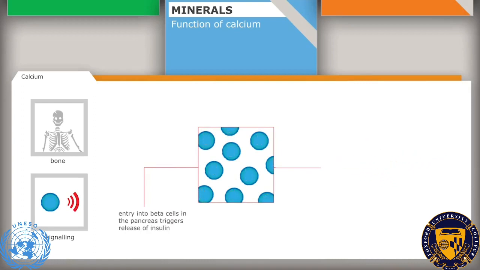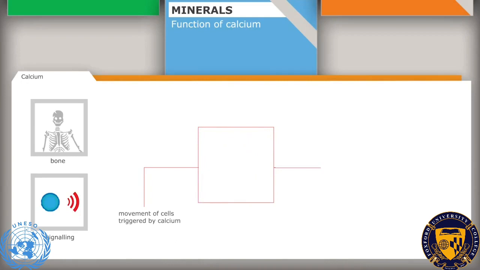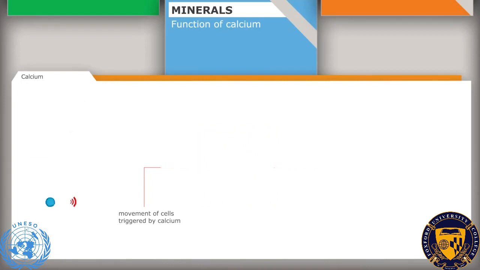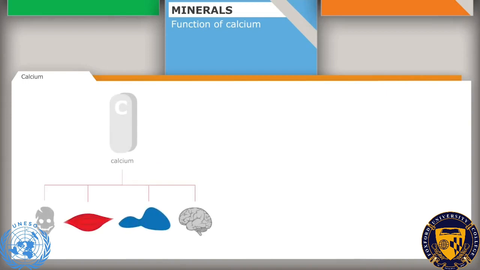The entry of calcium into beta cells in the pancreas causes the release of insulin. Release of certain neurotransmitters by the nerve cells is also driven by calcium. Finally, even the movement of cells can be triggered by calcium uptake into the cell. Because calcium plays an important role in the functioning of numerous cell types, it is essential that the concentration of calcium in the blood and other fluids in the body is kept stable.